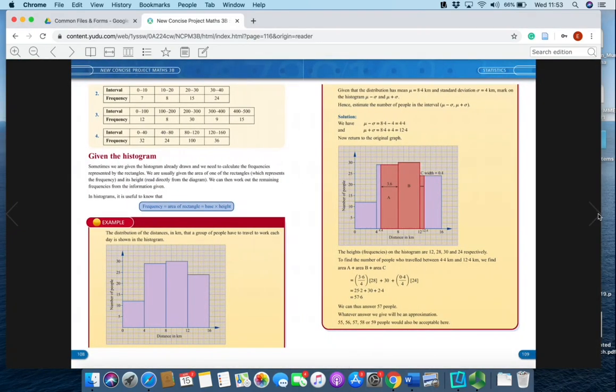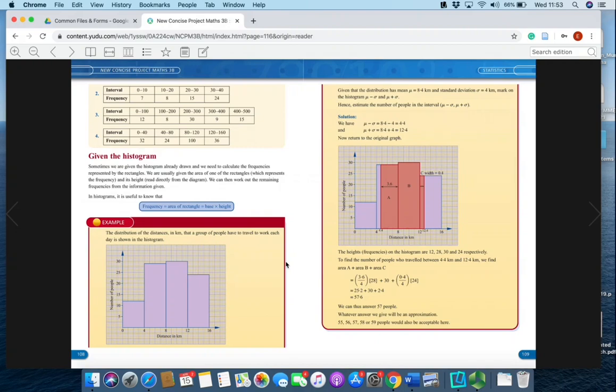Okay, so now what happens when we're given the histogram and we have to do stuff with it? We have to calculate things from it. So sometimes we're given the histogram already drawn and we need to calculate the frequencies represented by the rectangles. We're usually given the area of one of the rectangles and its height. You can then work out the remaining frequencies from the information given. In histograms, it's useful to know that the frequency is equal to the area of the rectangle, which is the base times the height.